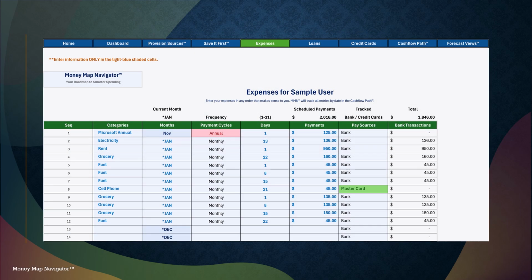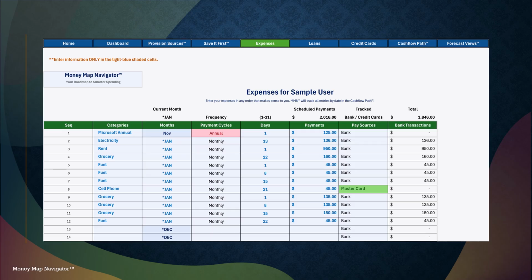Expenses. This is where your monthly plan becomes real. Most stress comes from expenses that are hidden, forgotten, or miscategorized. MMN removes that stress by organizing expenses in a clear and repeatable way. There are two things you must do correctly on this page. First, mark whether the expense is monthly or annual. Second, mark whether the expense is paid by your bank account or by a credit card. When you do those two things, your cash flow plan becomes clean and predictable.